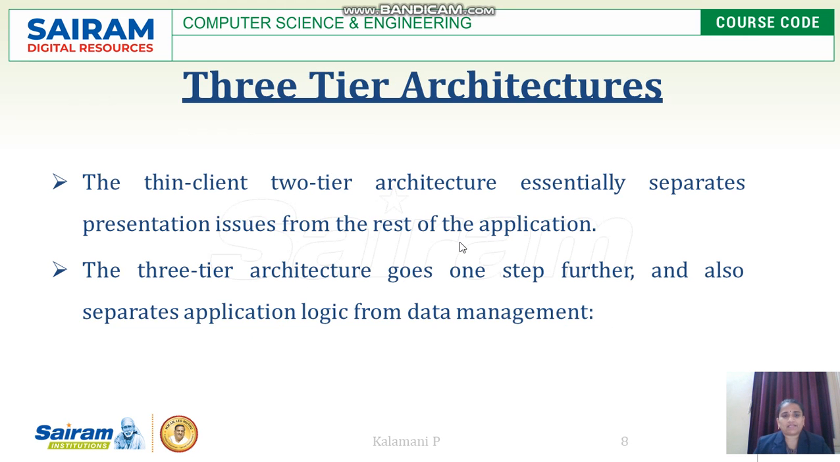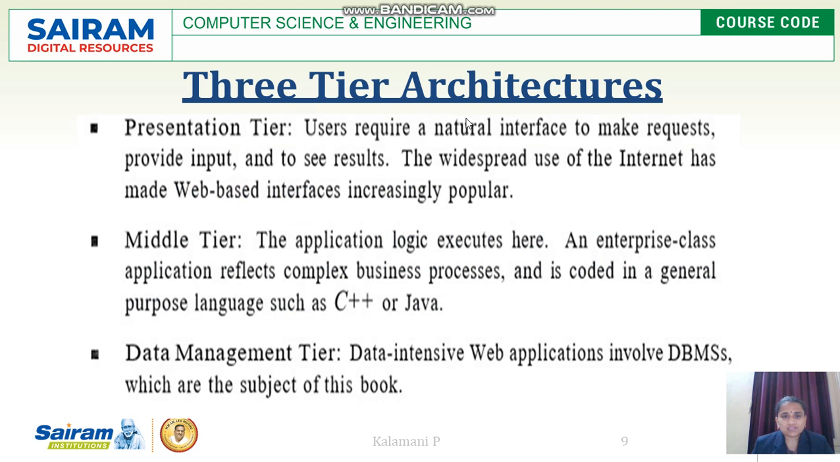So the three-tier architecture. Now we are going to see the three-tier architecture. Here we are having the thin client. Two-tier architecture essentially separates presentation from the rest of the application. Presentation is separated from the application logic, and further the data management and application logic were in one step. So here we are having the three tiers, that is presentation tier, middle tier and data management tier.